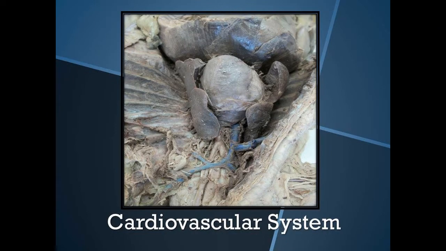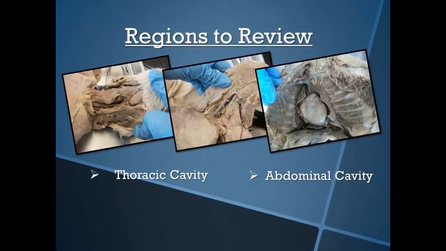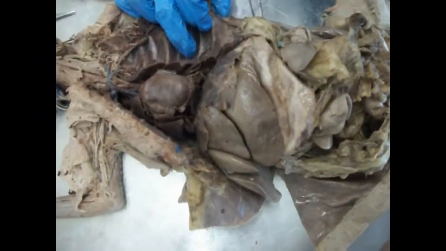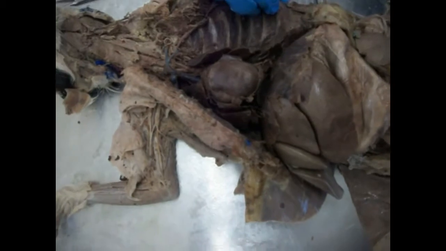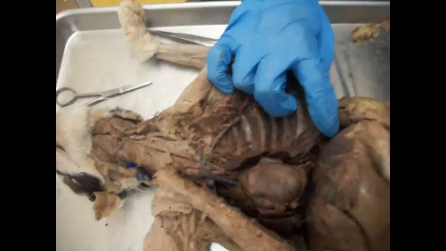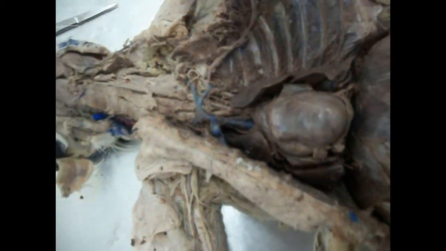And the next section is the cardiovascular system. This section includes the thoracic and abdominal cavity. And here's the thoracic cavity. So as you guys can see, we had to open the thoracic cavity of the cat in order to expose the heart and its major arteries and veins.